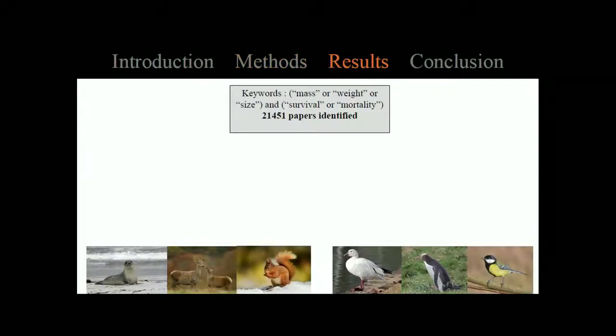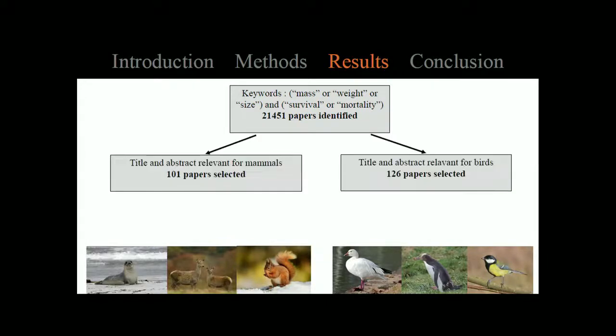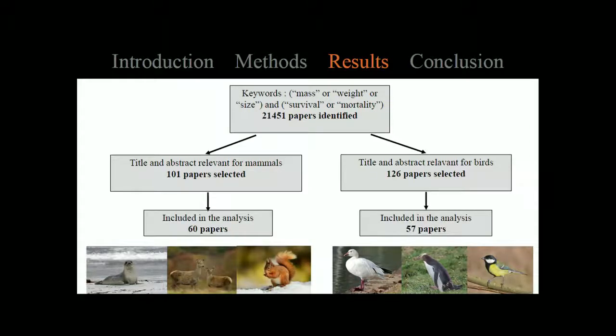So about the data set, here are the keywords I used for the meta-analysis. We ended up with more than 20,000 papers. From all these papers, we selected them based on the title and the abstract. So we ended up with more than 100 papers on mammals and on birds. And after, we could only include 60 papers in mammals and 57 papers in birds because we need to have all the data needed for the analysis.